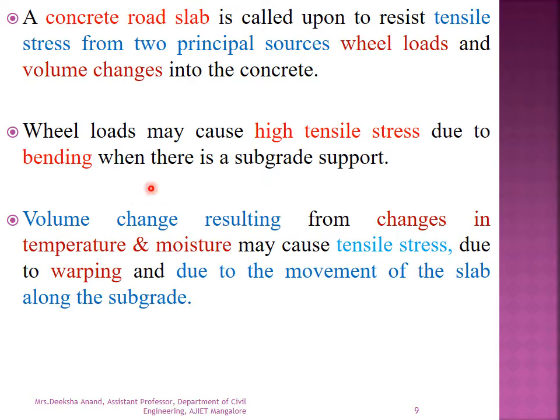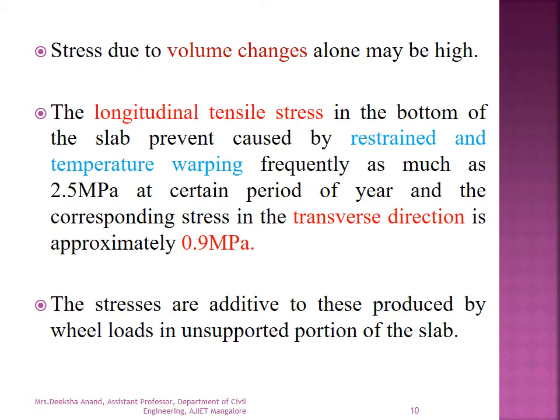Next, a concrete road slab is called upon to resist tensile stress from two principal sources. The first one is wheel load. The wheel applies load on the pavement surface, and there are volume changes in the concrete. Wheel loads may cause high tensile stresses due to bending when there is subgrade support. Volume change resulting from changes in temperature and moisture may cause tensile stress due to warping and due to the movement of the slab along the subgrade.